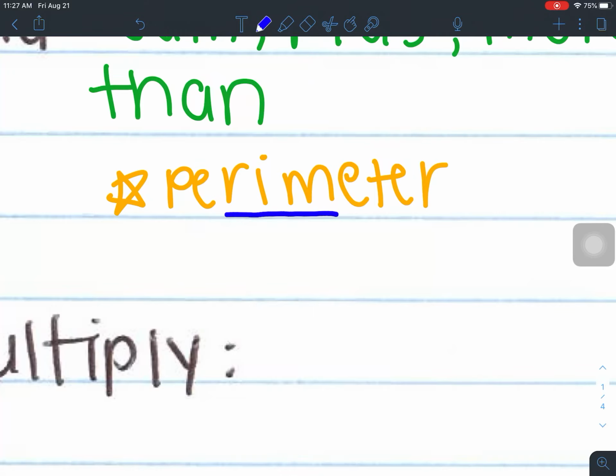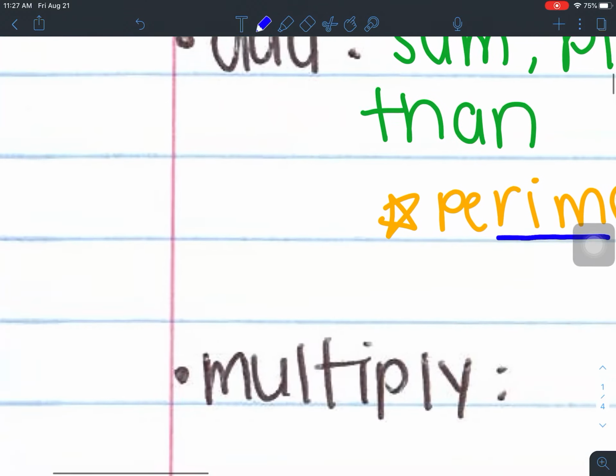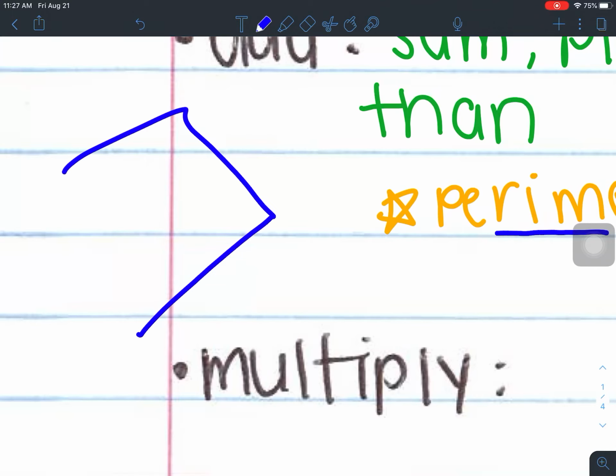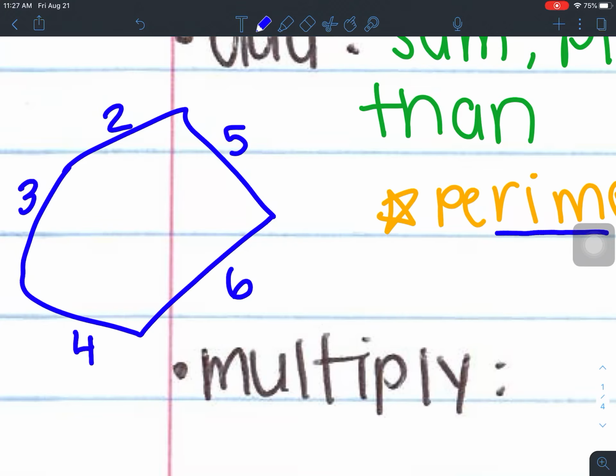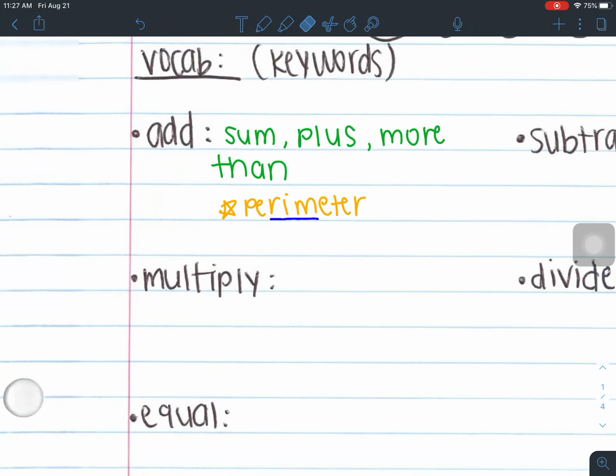So the key word in here is the rim. You're adding up the rim of the shape. So whatever that shape is, it could be some weird wonky looking shape, but if they give you every single side length, then you add up the entire rim, the entire perimeter, and that would be your perimeter. You would add up the sides.